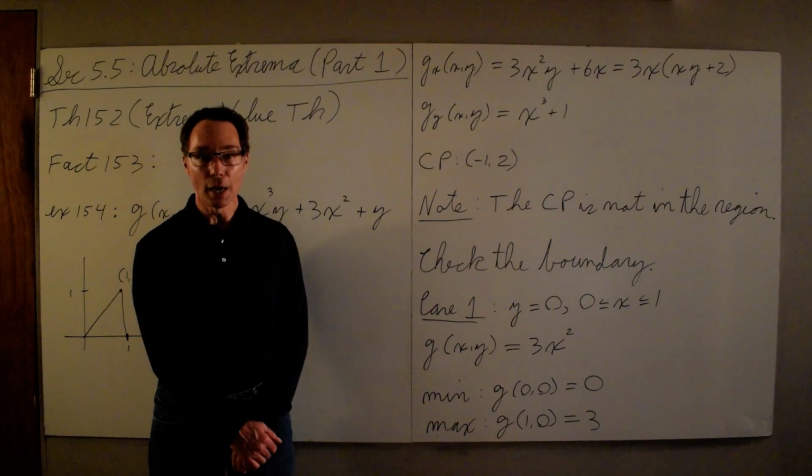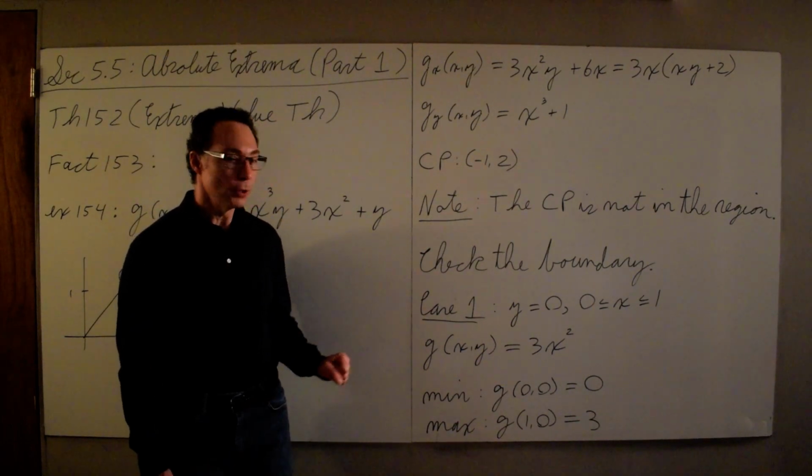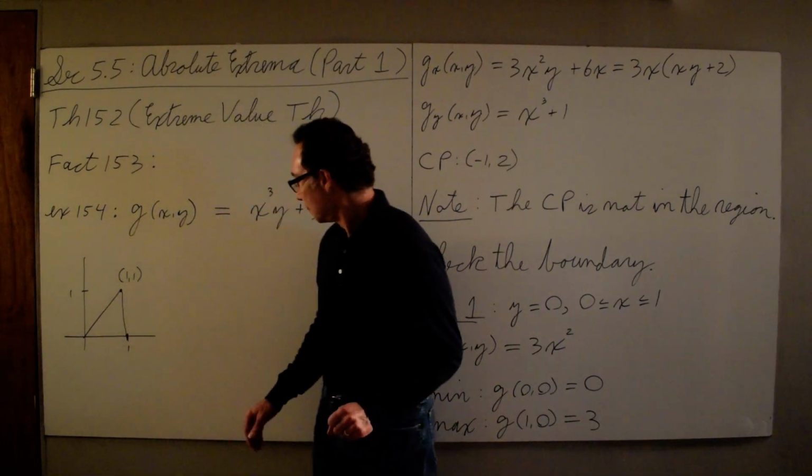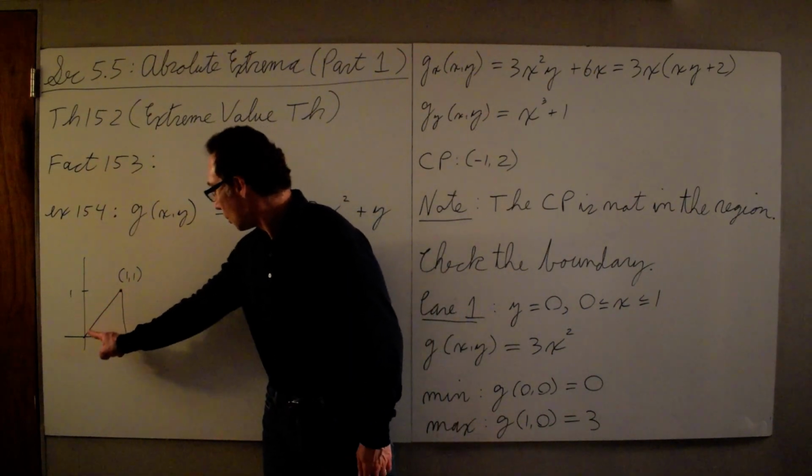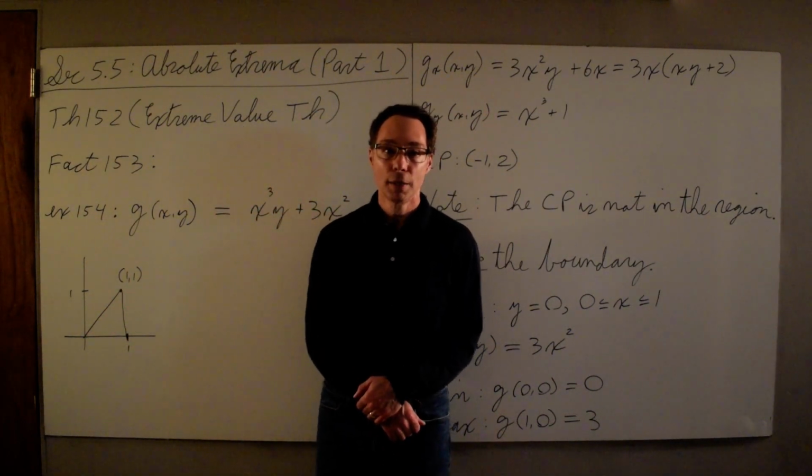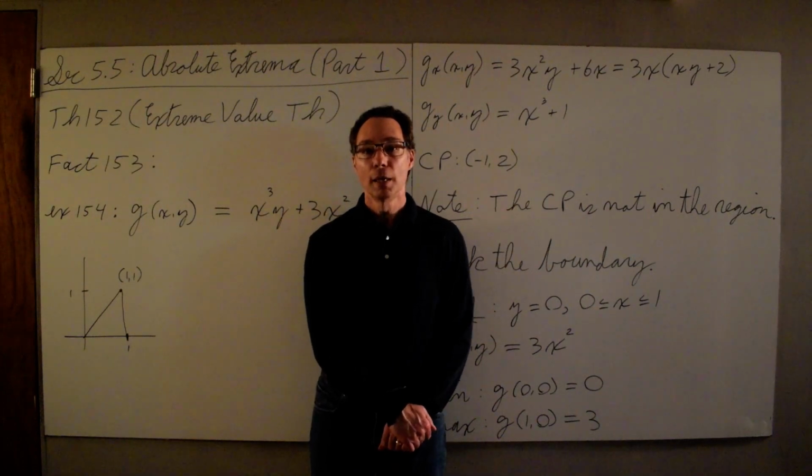But in the second video, we'll look at case 2, which is that the point is on the vertical line, and then case 3 will be that the point is on the slanted line. So we'll look at cases 2 and 3 in the next video.